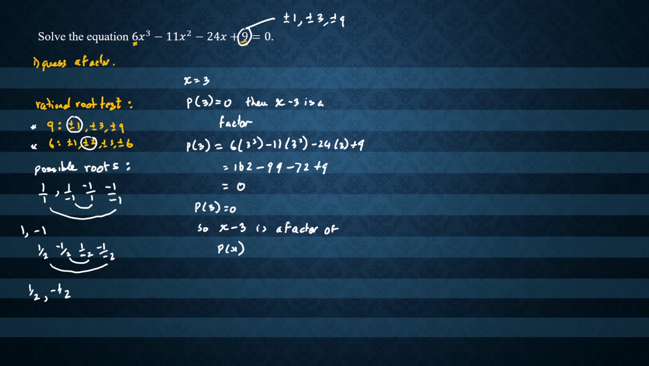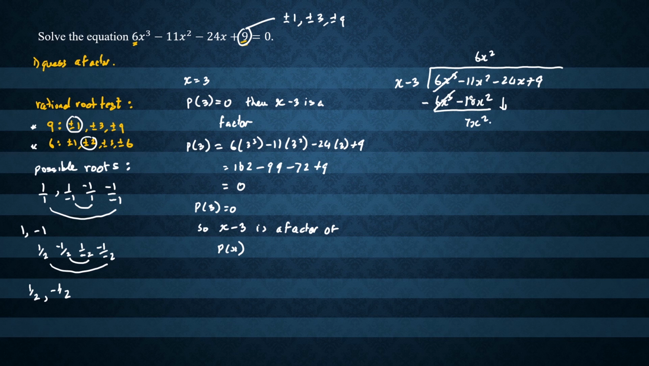So to find the quadratic factor, all we need to do is divide x minus 3 into our polynomial. So we'll write it 6x cubed minus 11x squared minus 24x plus 9. So the first term of the quotient will be 6x squared. So 6x squared times x is 6x cubed. 6x squared times negative 3, negative 18x squared. And then you subtract. These two terms will cancel. So we'll get 7x squared. Drop down the negative 24x.